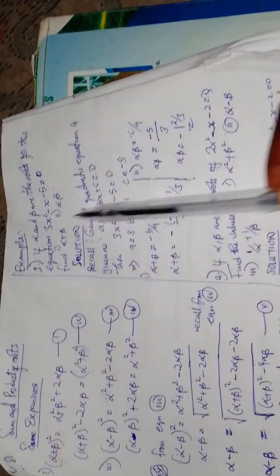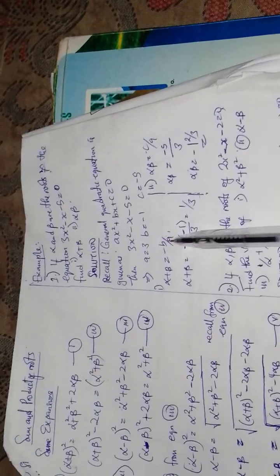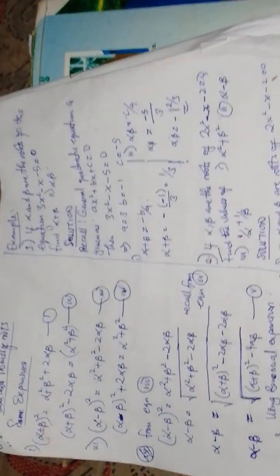Now we are asked to look for alpha plus beta, that is the sum of the two roots. The sum of two roots is minus b over a. Now what is our b? Our b here is minus 1, and our a here is 3. So we have minus and minus, and your alpha plus beta is 1 over 3. Now what about the product of roots? That is alpha times beta, which is c over a. What's your c? Minus 5, and your a is 3. So your alpha beta is c over a, which is minus 5 over 3, which is minus 1 and 2 over 3.